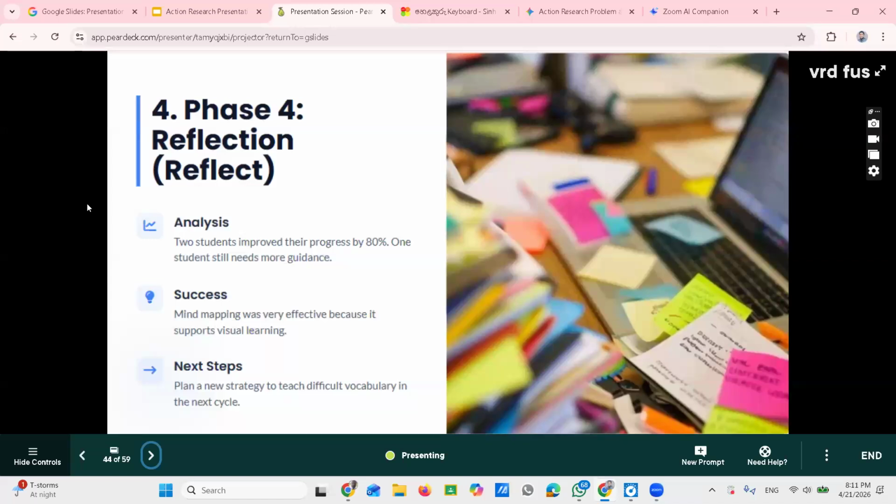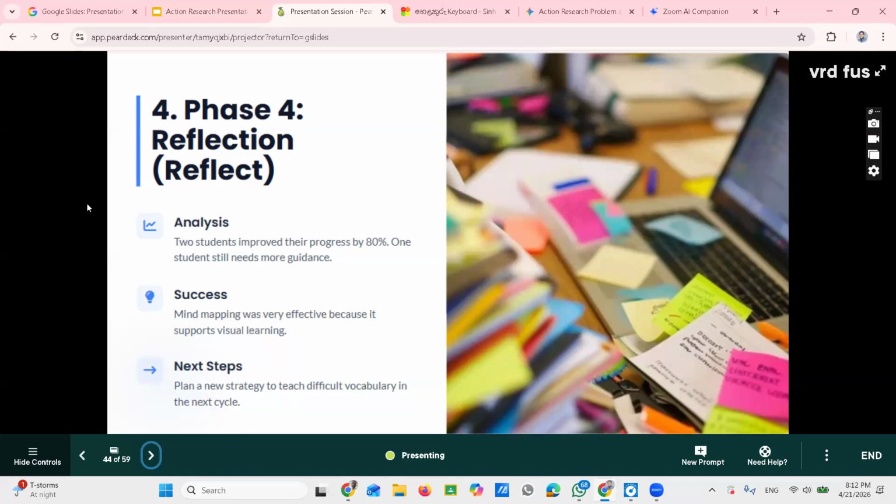One student still needs more guidance. That means the researcher has not achieved the 100% level. Two students are okay, that high percentage there, 80%, but still having 20%. One student still needs more guidance. After the first round, the teacher reached some level, but not the 100%.